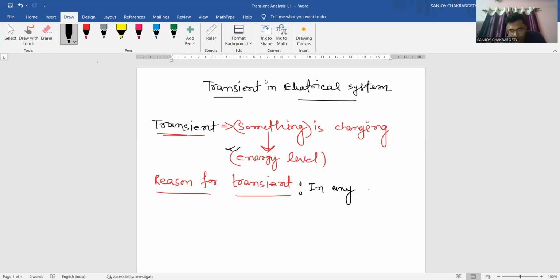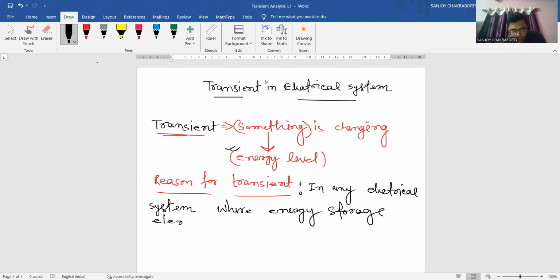In any electrical system where energy storage elements are present, there we will have transient.